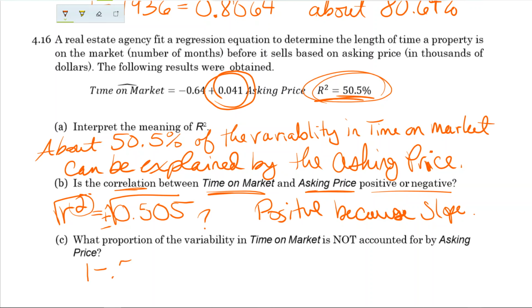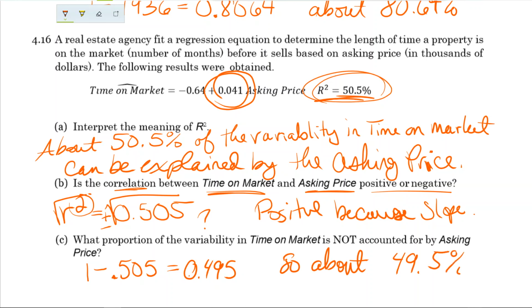Okay, so what proportion of variability for time on market is not explained by asking price? Well, I just have to do 1 minus 0.505. Why could I not get that out of my mouth? And we get 0.495, so about 49.5%.